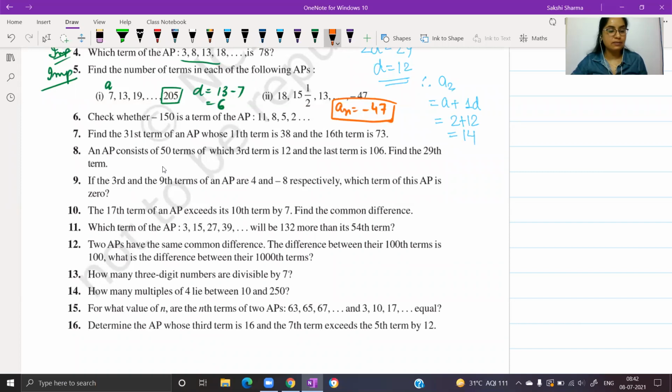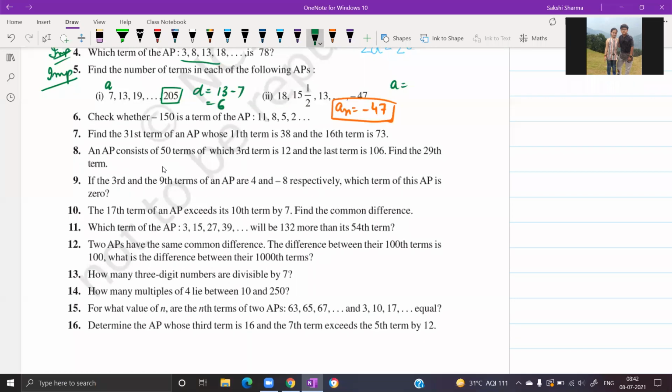A is 18. What's the value of the common difference here? Minus 2.5. Please check. Minus 2.5. Okay. Done. I think you will be able to complete this as well. Yes, ma'am.